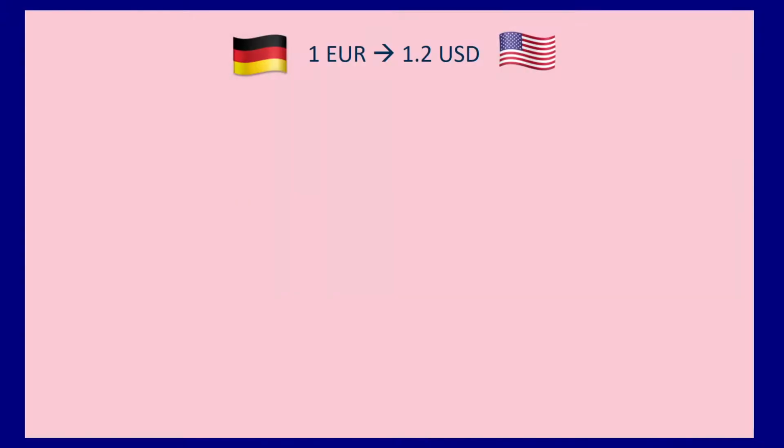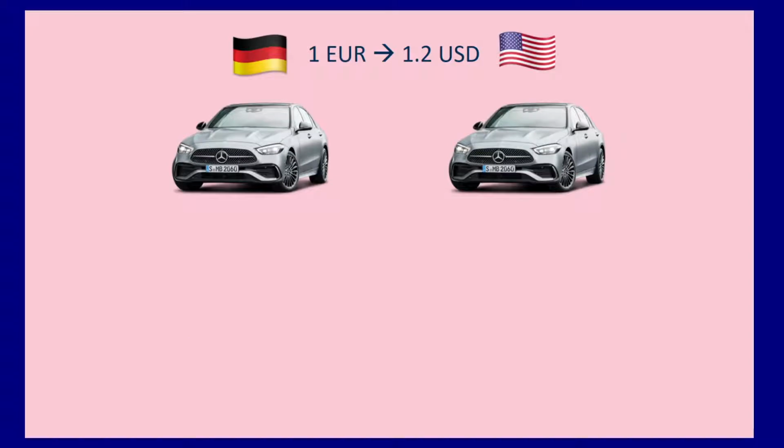So let's look at this idea. Let's say, okay, we have 1 euro being equally valuable as 1.2 US dollars. So the exchange rate euro to dollar is 1.2. This is actually the exchange rate today. I looked it up. And let's say there is a good that is sold in Germany and in the US. And I took the new Mercedes C-Class as an example. Let's say the product is launched in Germany and in the US. And let's say the prices are 45,000 euros here in Germany and 50,000 US dollars in the US.